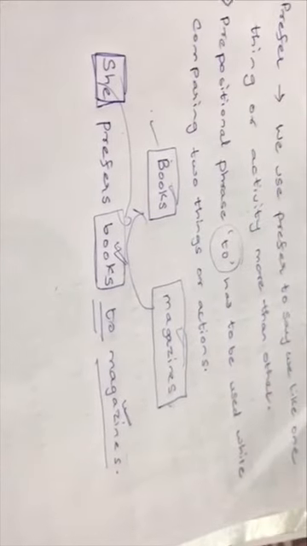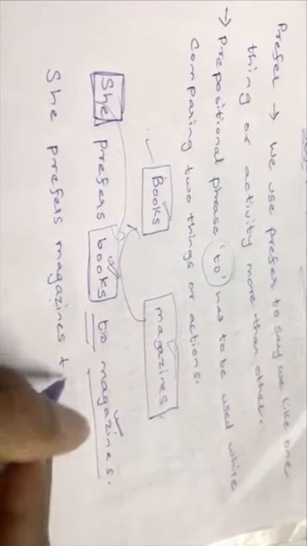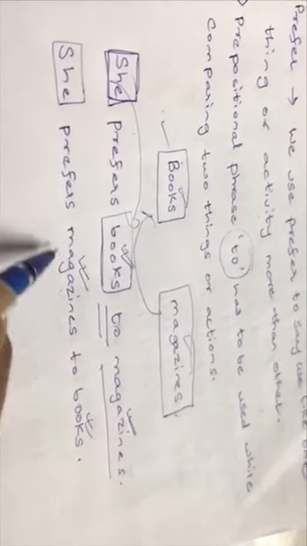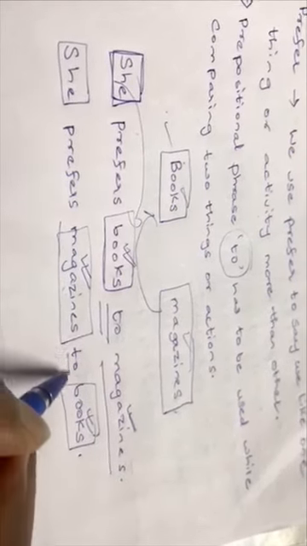So she likes books. Now just reverse the case. Suppose she would have preferred magazines, so what would you have written? She prefers magazines to books. Now see, this particular sentence shows that she is preferring magazines to books. Again, the same thing: two things we have, one is magazines, one is books, and the prepositional phrase to.